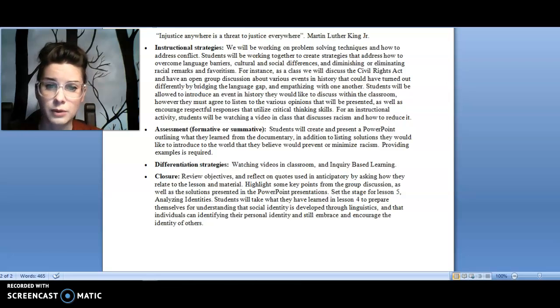For Lesson 4, and then reflect on the quotes that are used in the anticipatory setting by asking how they relate to the lesson and material. We're also going to highlight some key points from the group discussion, as well as the solutions presented in the PowerPoint presentations. We'll also be setting the stage for Lesson 5, as I mentioned earlier, and students will take what they learned in Lesson 4 to prepare themselves for understanding the social identity that is developed through linguistics, and individuals can identify their personal identity and still embrace and encourage the identities of others.